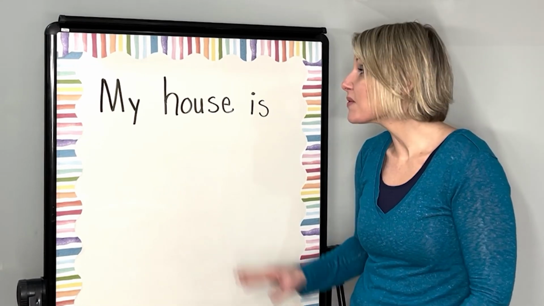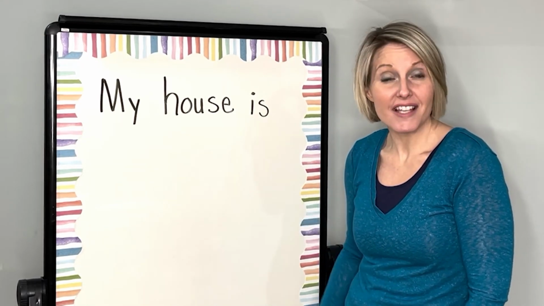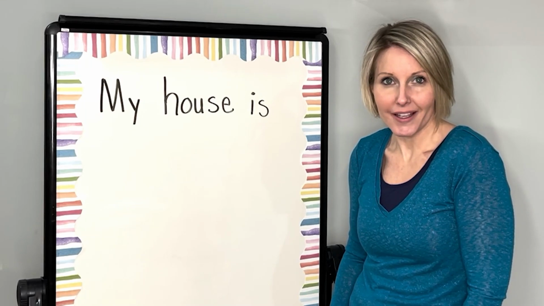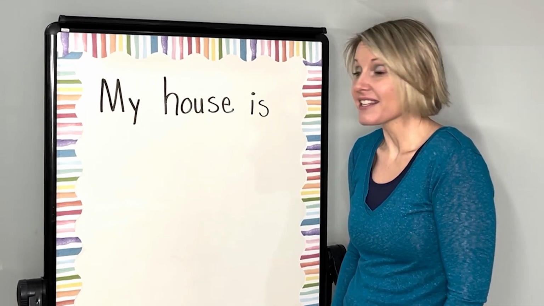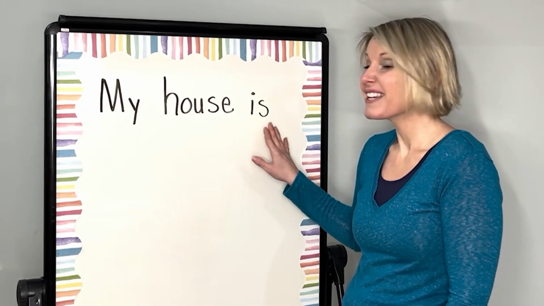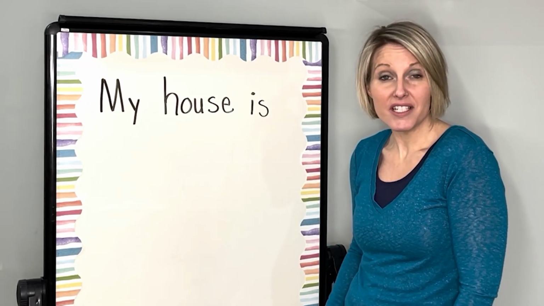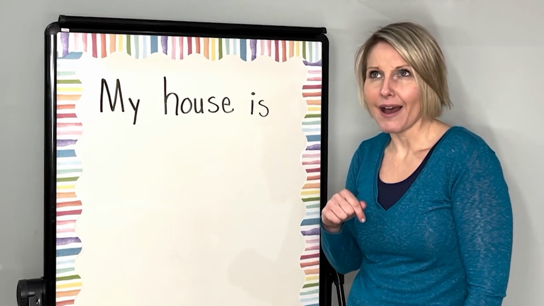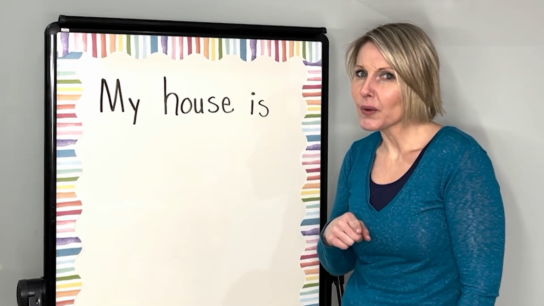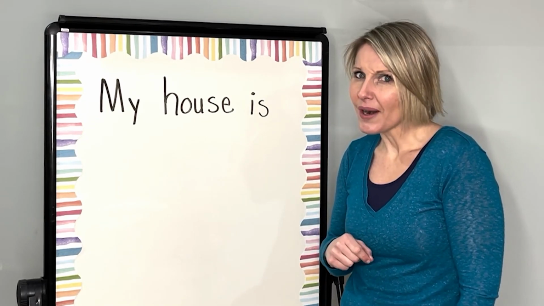Today, we're going to be using a sentence stem or a sentence starter to help us get started. That means some of the words are already done for us. Right now it says, my house is, but we need to work together to finish the sentence. I need to think about my house, and you think about your house. What do you want to write?